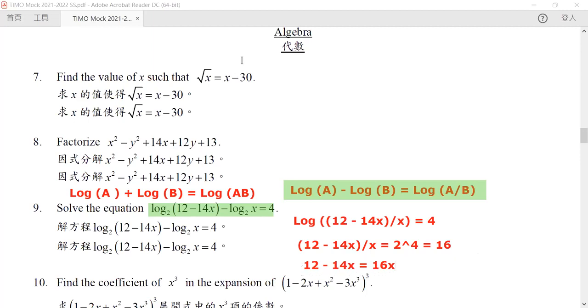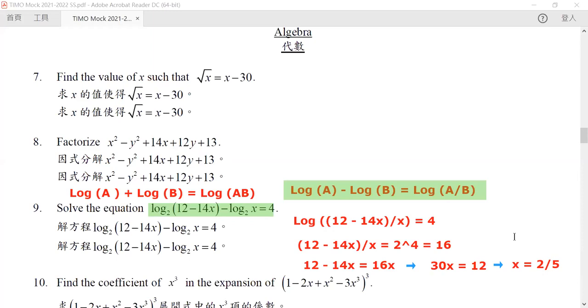But then it is very easy to see that 30x is exactly equal to 12. Or in other words, if we divide both sides by 6, we know that 5x is equal to 2, or x is equal to 2 over 5. Okay, so this is our solution of this question.